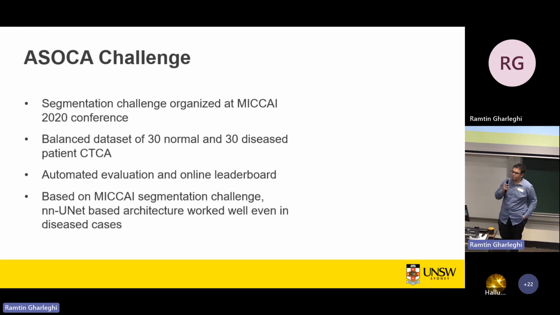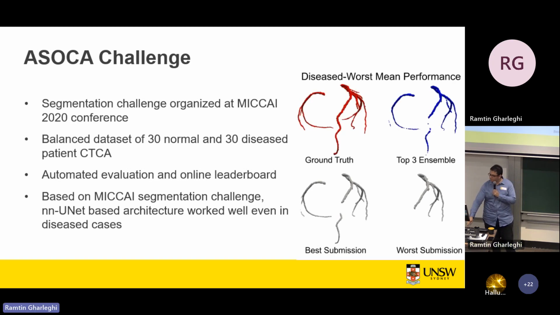For the ASOCA challenge itself, most of the submissions were based on nnU-Net models. Since then, we've seen quite a few interesting publications using this data with much more sophisticated architectures. And based on what we saw for this challenge, even in highly diseased cases, taking the worst segmentations among the 30 disease cases we have, it performs reasonably well, especially for the large main vessels.